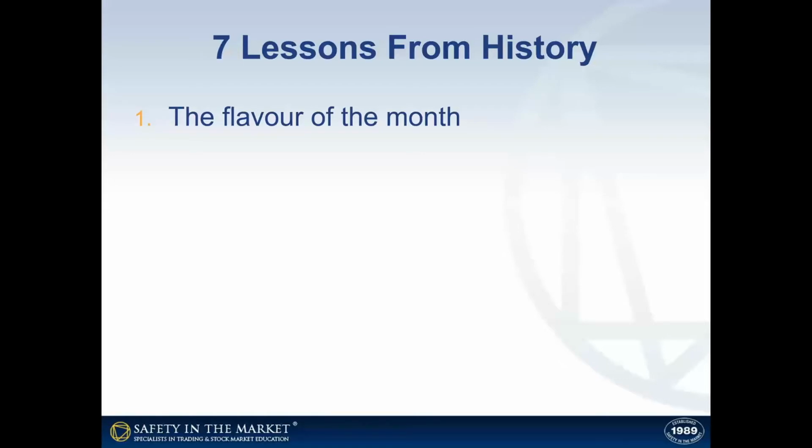So the first lesson is the idea of the flavor of the month. When it comes down to it, there are only 2 things that are going to move a currency up or down, and they are supply and demand. If there's a lot of supply of a currency but not much demand because no one wants to buy it, the price is probably going to go down. And if there's a lot of demand for the currency and not enough supply, that's going to push the price up.